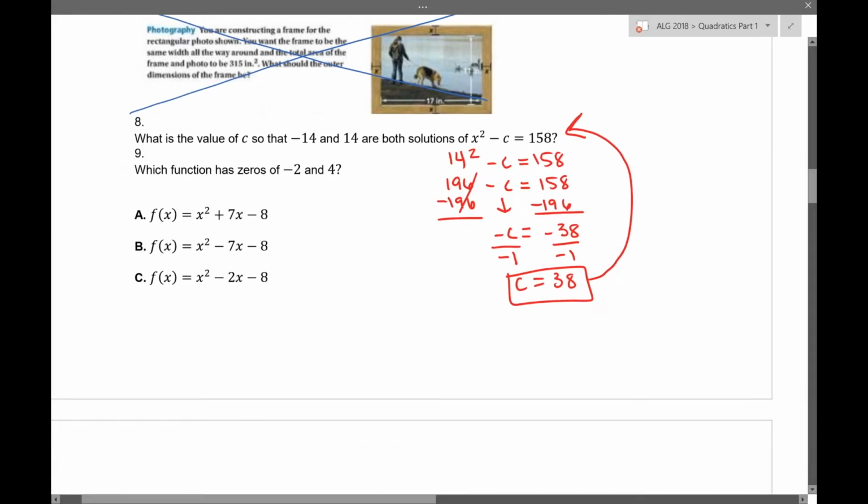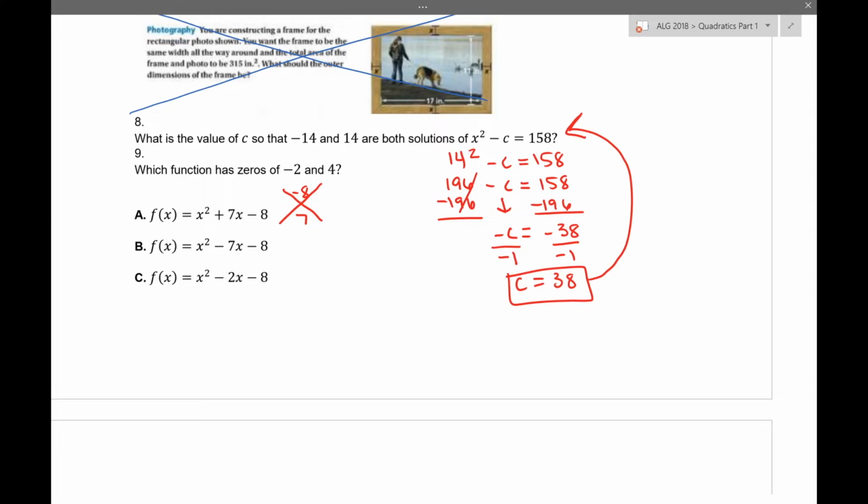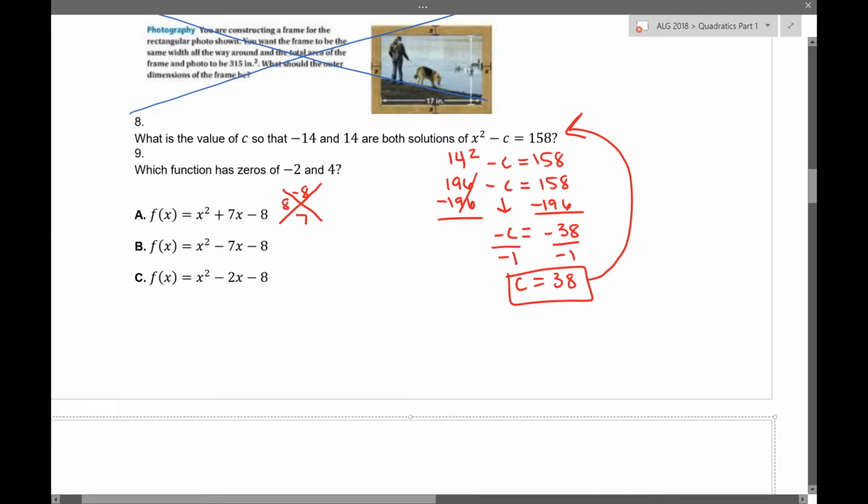Which function has zeros of negative 2 and 4? Okay, so zeros are the same thing as roots. So how we do that is we make our x. 7 will go at the bottom. Negative 8 goes at the top. So I need to figure out what two numbers multiply to negative 8 but also add to 7. Well, 4 and 2 multiply to 8, but it can't give me 7. So what else multiplies to 8? Well, 8 and 1 multiplies to 8, but it also adds to 7.